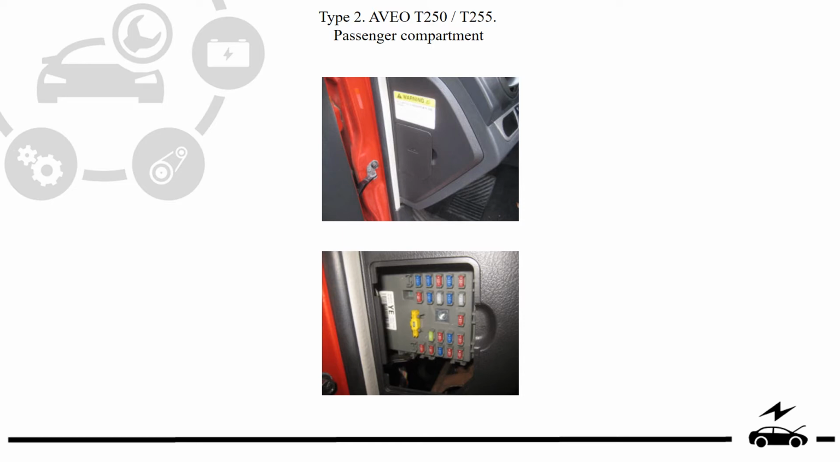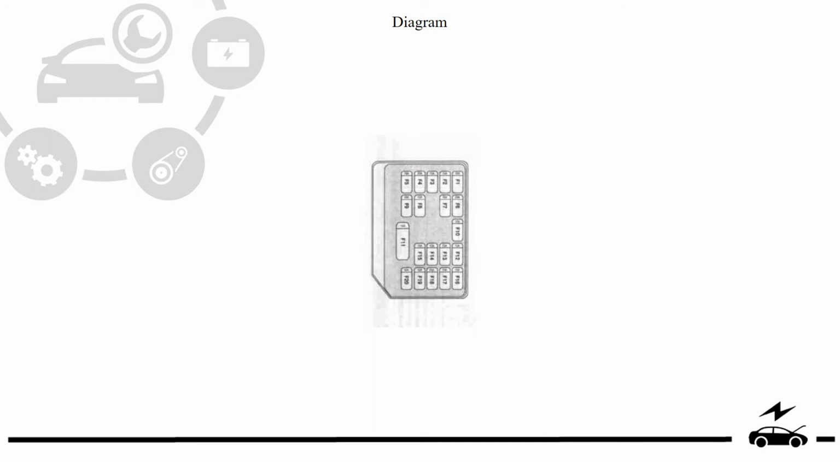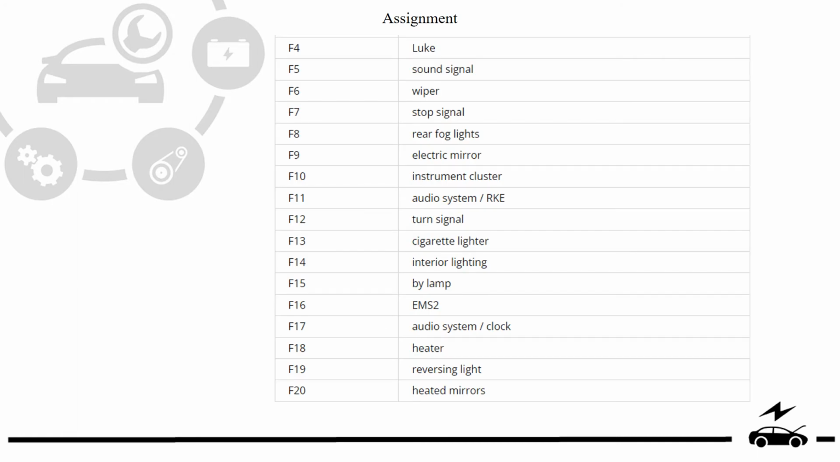Type 2. Passenger compartment. Fuse box. Photo. Diagram. Assignment.